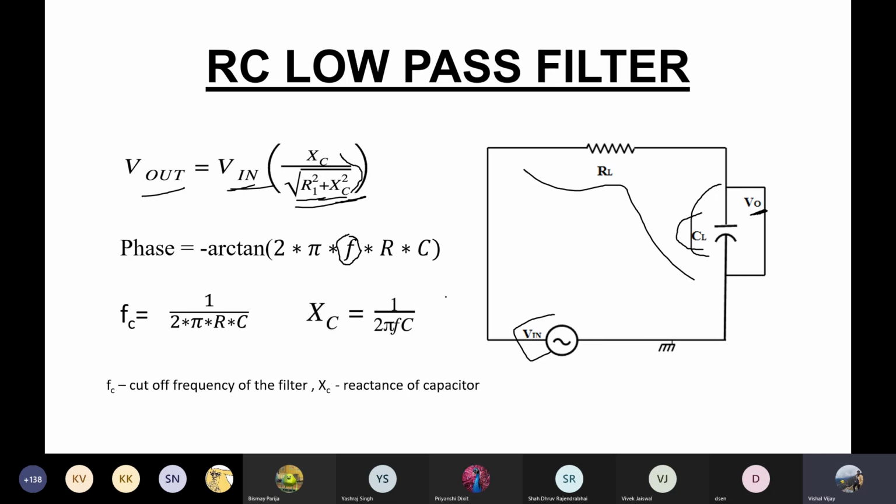F is the frequency at which we are operating. This is an AC input, so F is the frequency at which we are applying the input across this R and this capacitance. So the phase is minus tan inverse of 2 pi FRC. All right. And the cutoff frequency is given by FC is equal to 1 by 2 pi RC. I have already told you that the cutoff frequency is wherever there is the minus 3 dB point. And XC will be 1 by 2 pi FC. That is how the reactance of capacitance is given. FC is the cutoff and XC is the reactance.